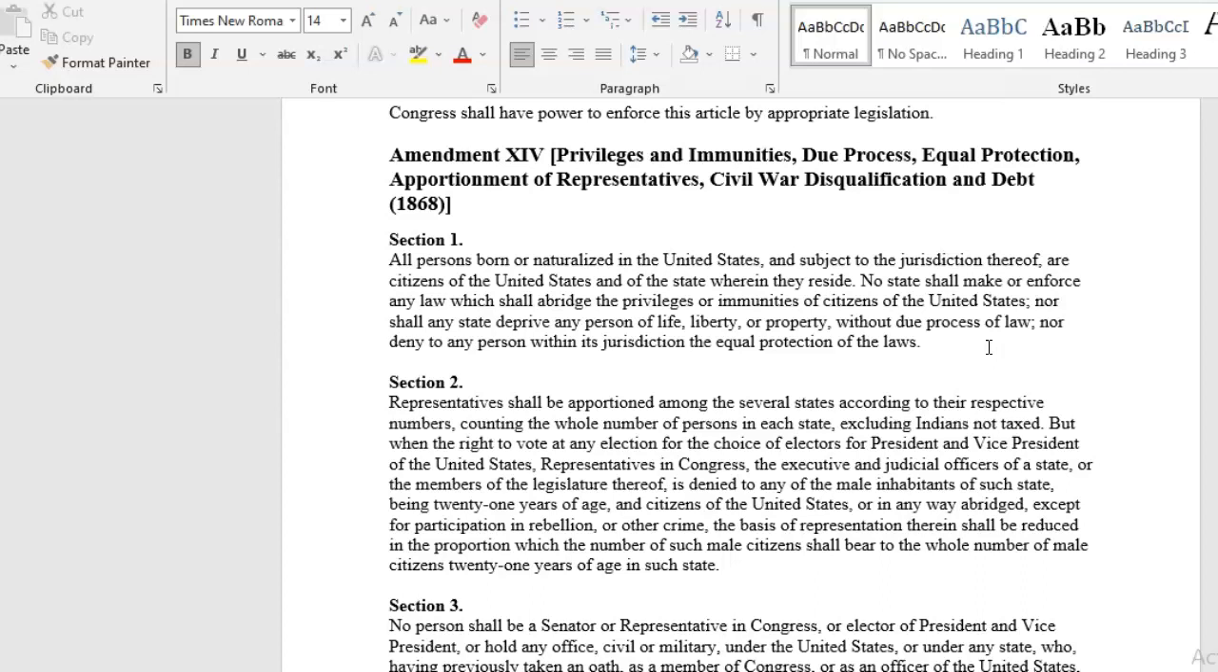Nor deprive any person within its jurisdiction of the equal protection of laws. In other words, they can't give judges and cops protections under the law that they don't give me. They can't give senators and representatives protections that they don't give me.